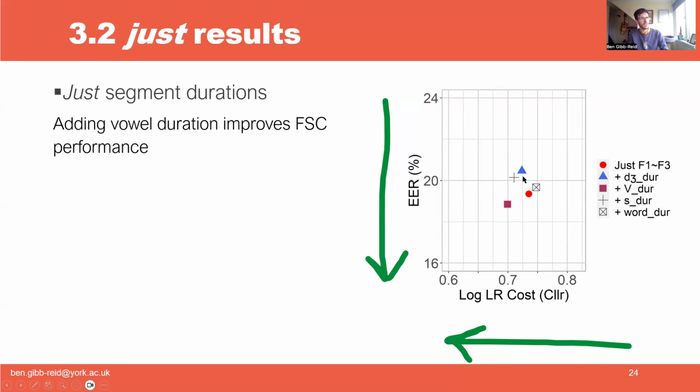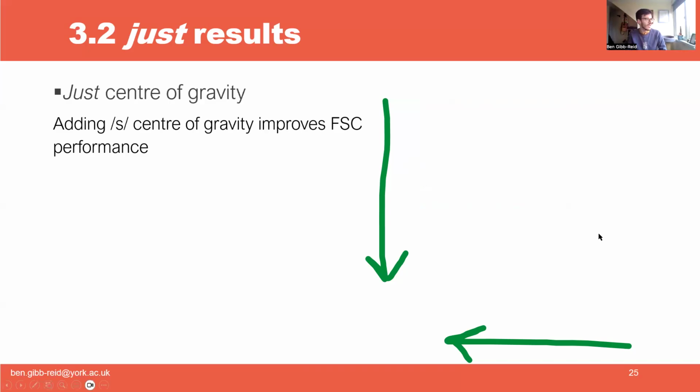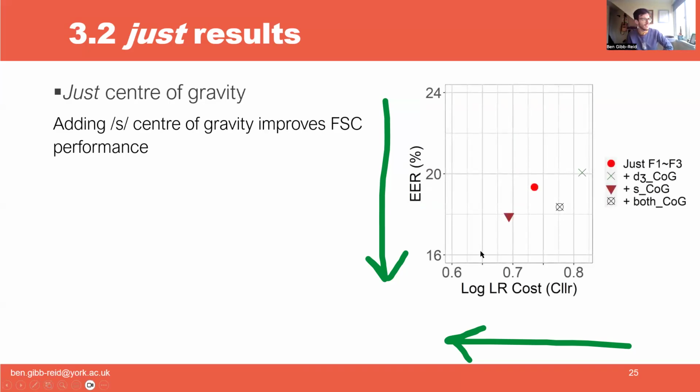The other results are a bit of a combo. Adding in S duration, the errors are less bad, but there's a few more of them. And so the only one that is clearly lower for both of my metrics is the kind of purple box of vowel duration. So adding vowel duration seems to somewhat improve the speaker comparison. So doing formants and vowel duration is pretty useful. Adding the center of gravity for S also improves it. And here we see the triangle there is center of gravity for S, including J, center of gravity, actually seem to reduce performance.